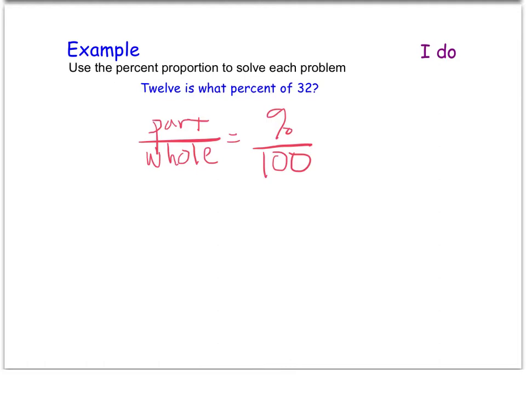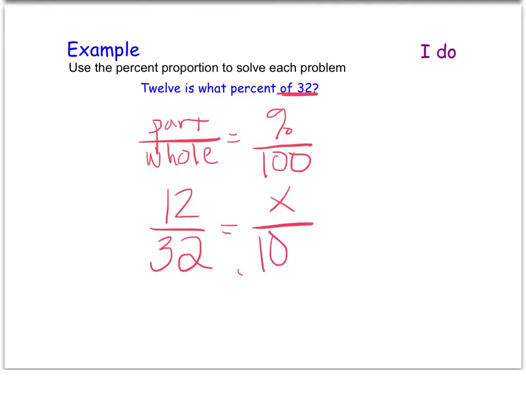So where are these all going to be put in? Well, here we've got the part, which is 12. Remember I told you that that whole follows the of? So there's our whole, which is 32. And we're actually going to be looking for that percent. So we're going to put an X over there over 100. It's always going to be over 100 for percent.